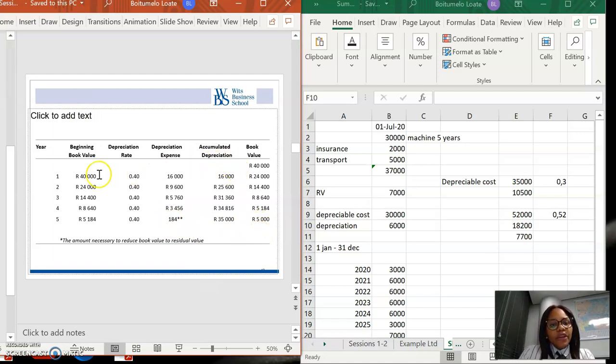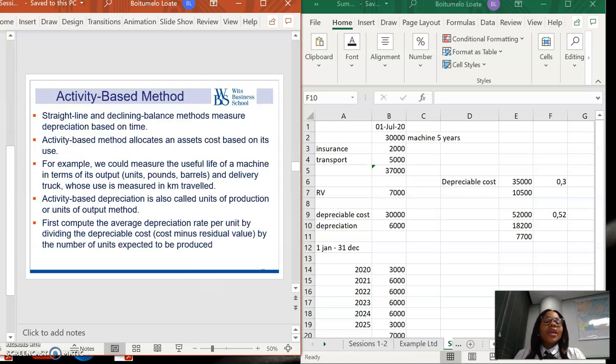Okay, this is very different from your straight line. You'll notice the depreciation expense is going down year after year, and in that first year, it's quite significant. Okay, let's look at the next method.